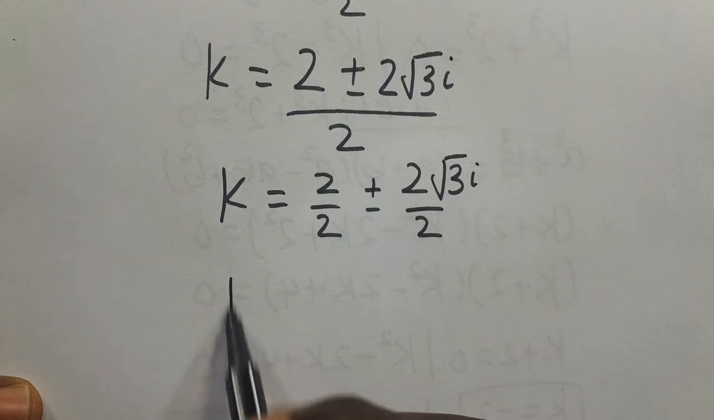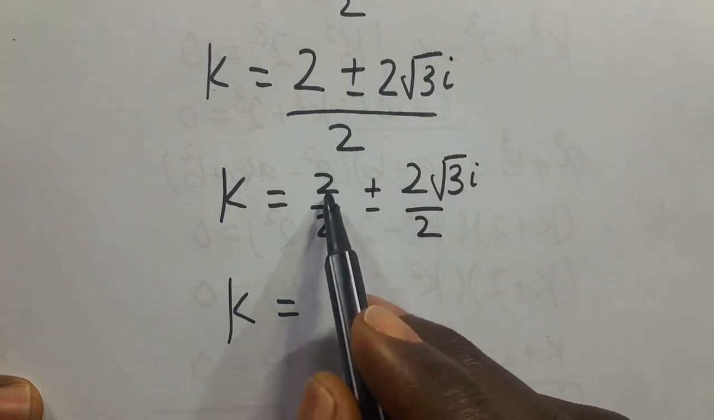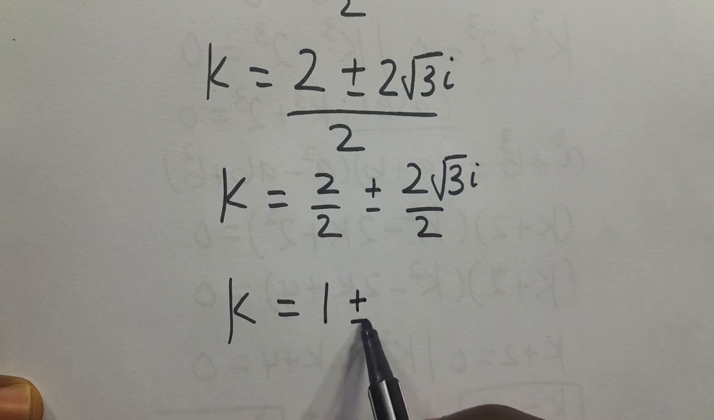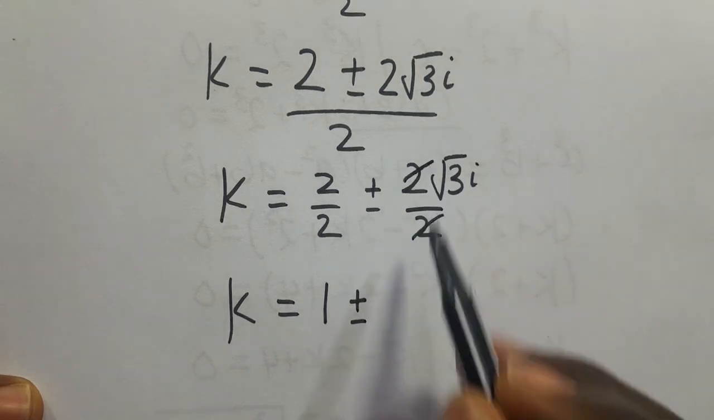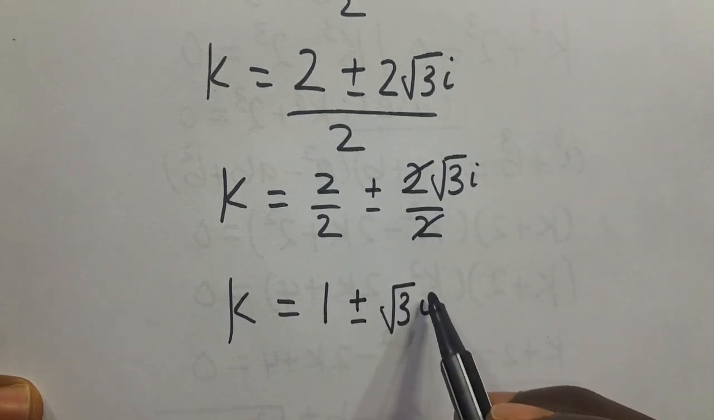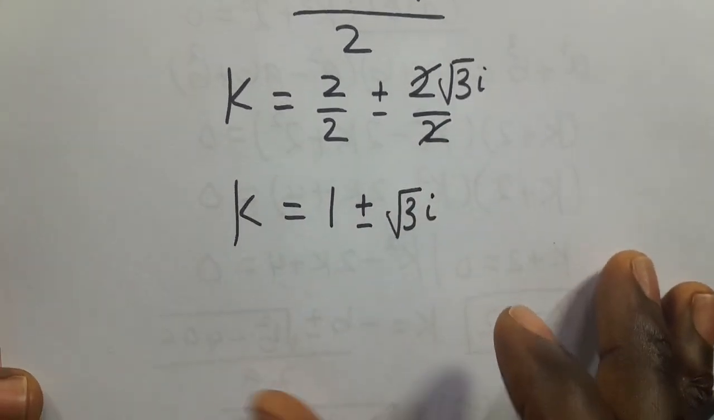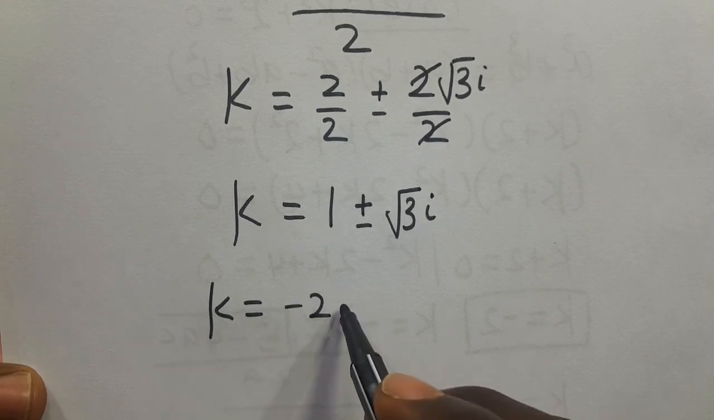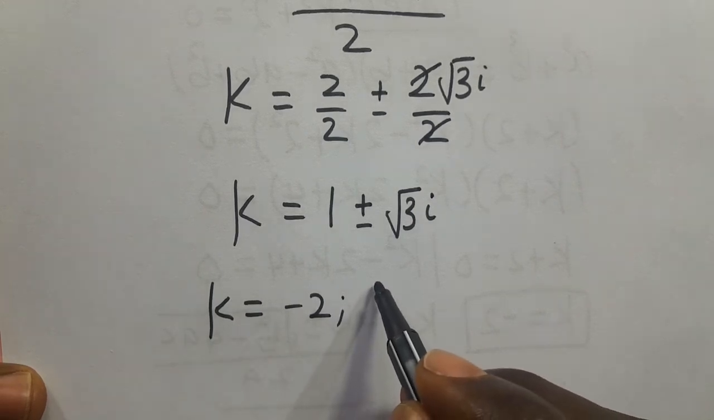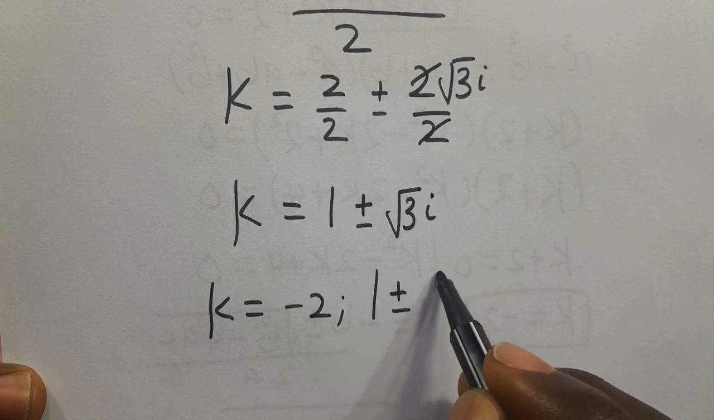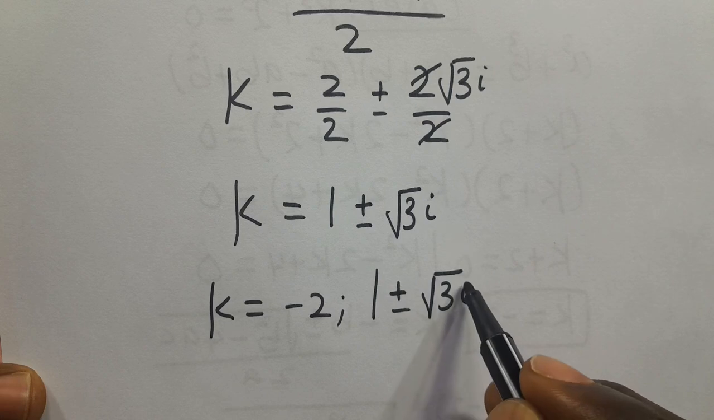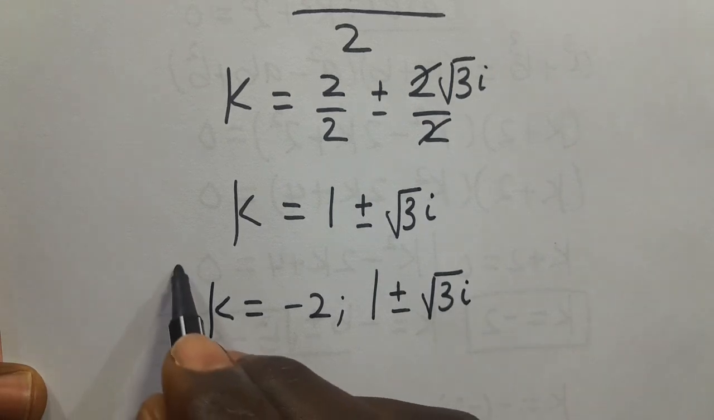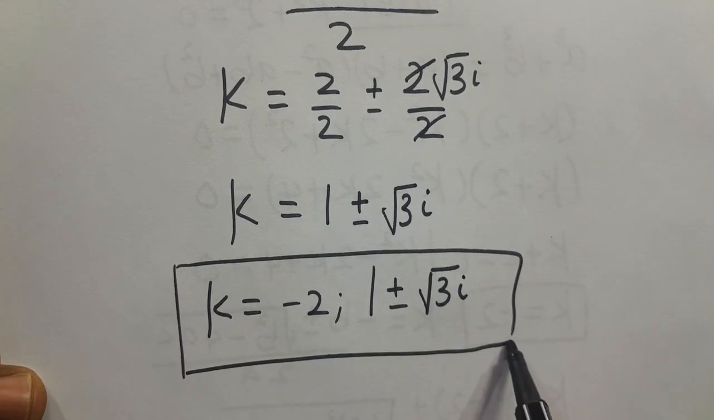So from here k equals this and this we cancel, so we have 1, positive or negative. This and this we cancel, we also have root 3i. So therefore the first solution is k equals minus 2. Then we also have k equals 1, positive or negative root 3i. So that is the first solution for case 1.